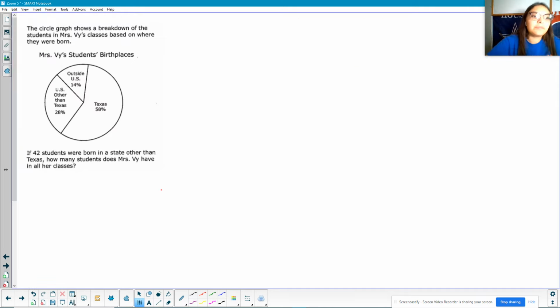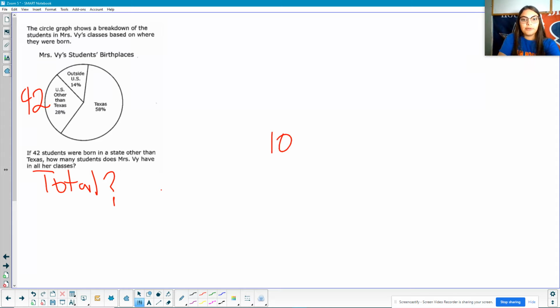Okay, halfway done. The circle graph shows a breakdown of students in Miss V's class based on where they were born. If 42 students were born in a state other than Texas, so 42 right here in this chart, how many students does Miss V have in all? So we're looking for the total. Put a question mark there. The neat thing about pie charts is all of the percents equal 100%. So our total is over 100%, which is what we're looking for.